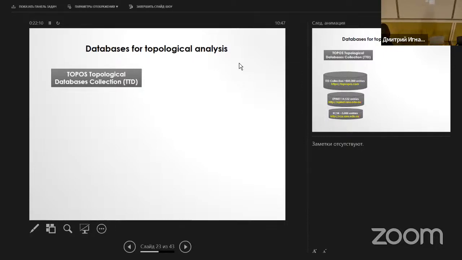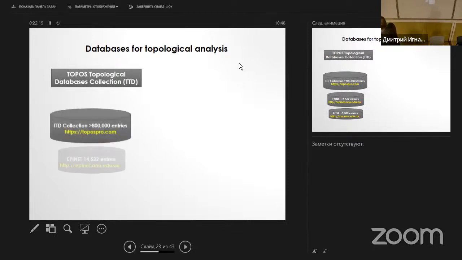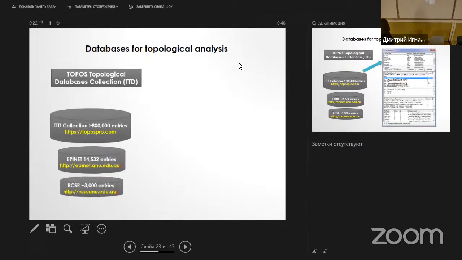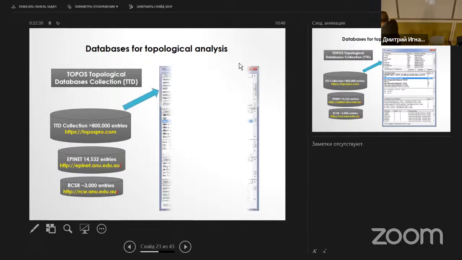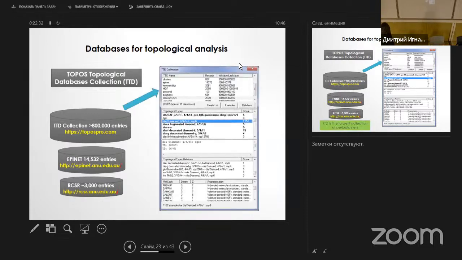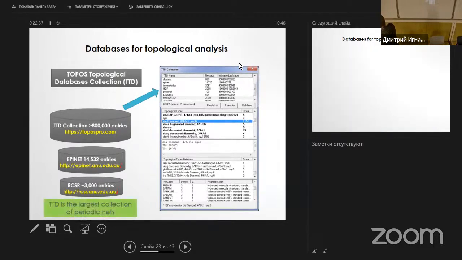One of the largest databases in this collection is the so-called TTD collection. It now contains more than 800,000 entries. These are different topologies which occur in experimentally determined crystal structures or theoretically modeled crystal structures. And it has a user-friendly interface to work with this database. This is now the largest collection of periodic networks in the world.